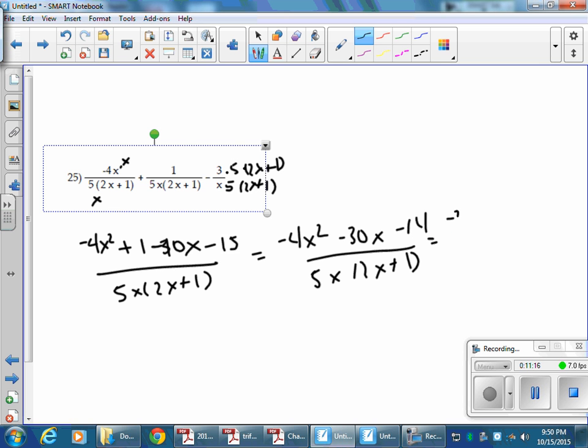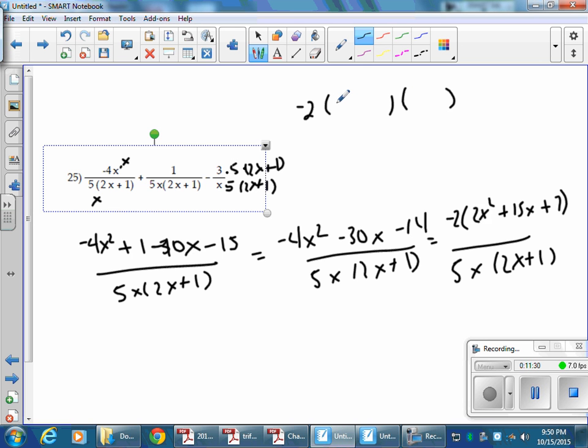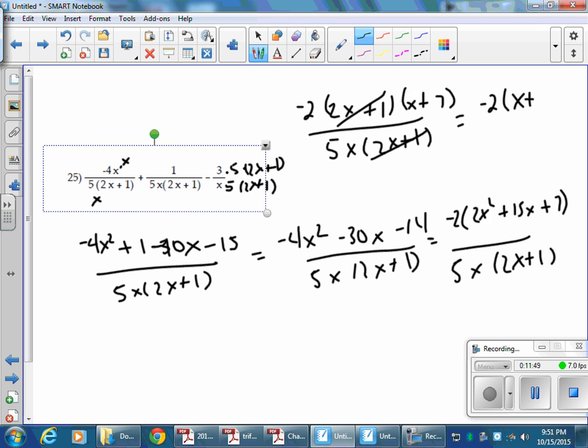Let's take a negative 2 out of the top. 2x squared plus 15x plus 7 over 5x times 2x plus 1. Alright, I've still got a negative 2 on the outside. I'm going to factor this. It's 2x and 7 and x and 1, and they both get pluses. 2x plus 1, x plus 7 is how that factors. At the bottom I got a 5x and a 2x plus 1. So the 2x plus 1's cancel, and that's my answer. Negative 2 times x plus 7 over 5x.